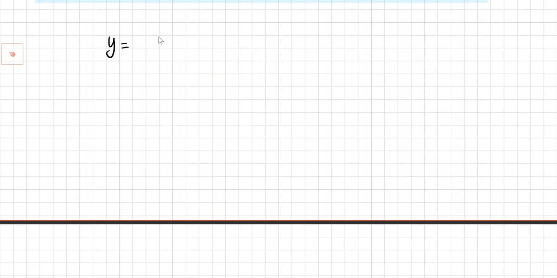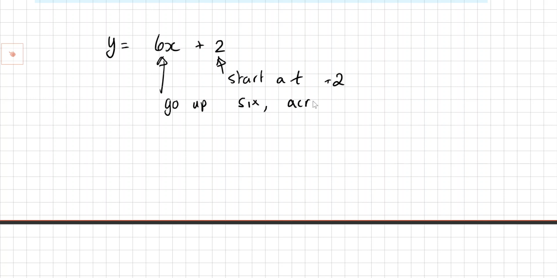Y equals 6x plus 2. Right. Start at 2. Go up 6. Across 1.